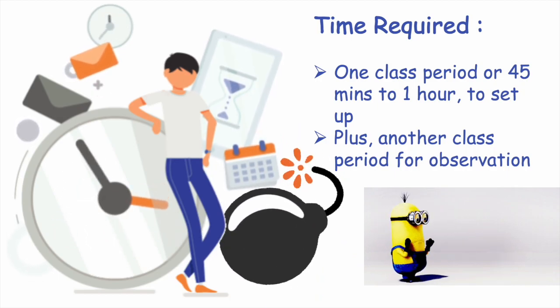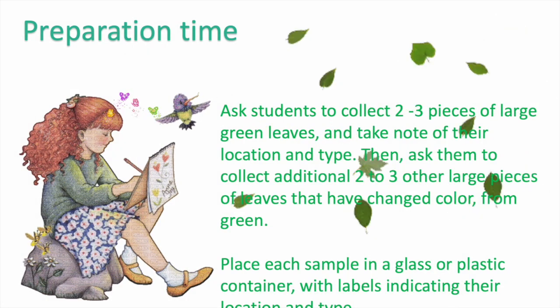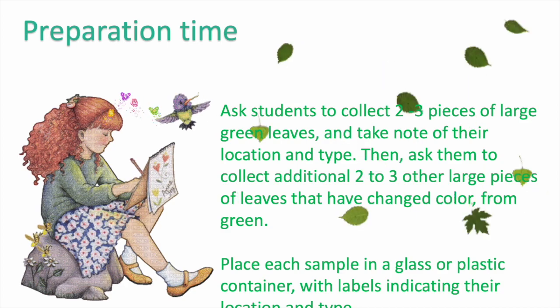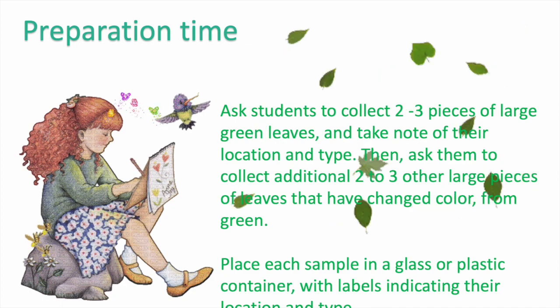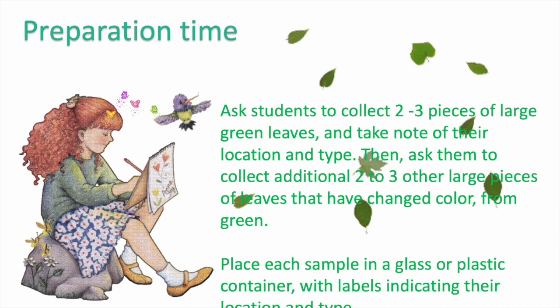Okay, we're almost there. Before starting the exploration, ask students to collect 2 to 3 pieces of large green leaves, and take note of their location and type. Then, ask them to collect 2 to 3 other large pieces of leaves that have changed color from green. Place each sample in a glass or plastic container, with labels indicating their location and type.